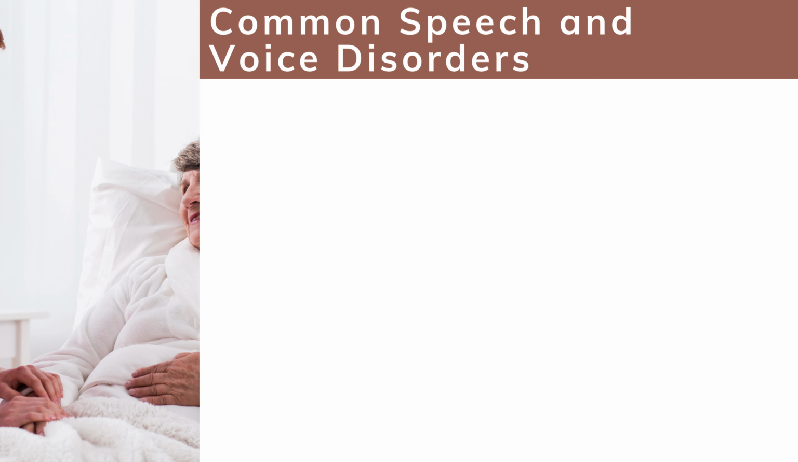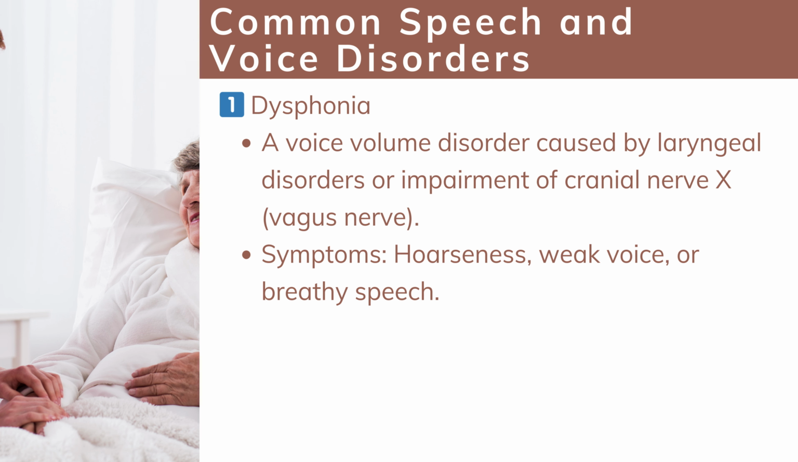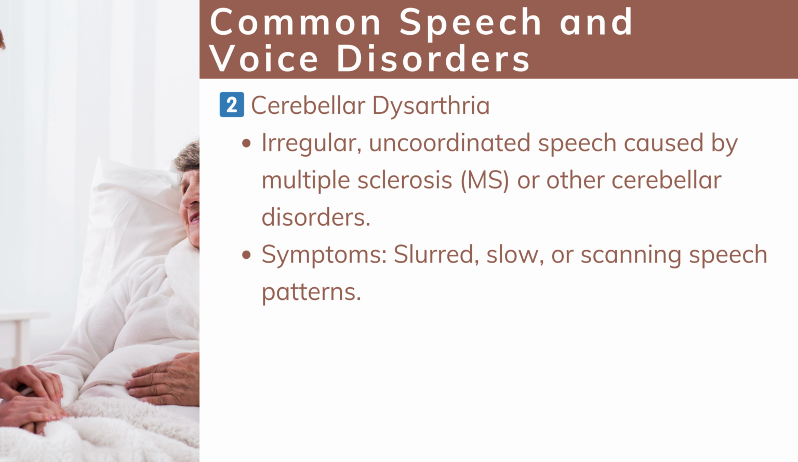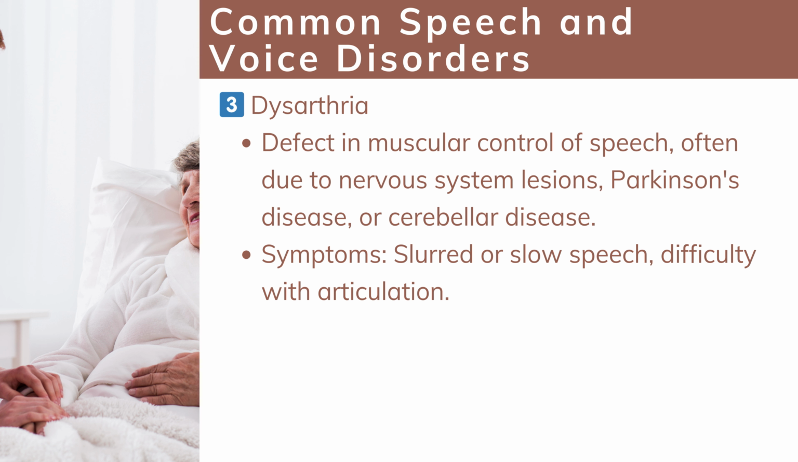Speech disorders can indicate neurological or muscular impairments. What are the common speech and voice disorders? Dysphonia, hoarseness, weak voice due to laryngeal disorders or cranial nerve 10 impairment. Cerebellar dysarthria, irregular, uncoordinated speech due to multiple sclerosis or cerebellar damage. Dysarthria, slurred or slow speech from Parkinson's disease, stroke, or muscular disorders.